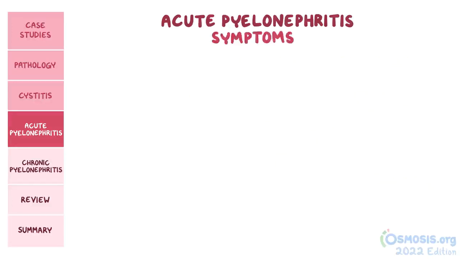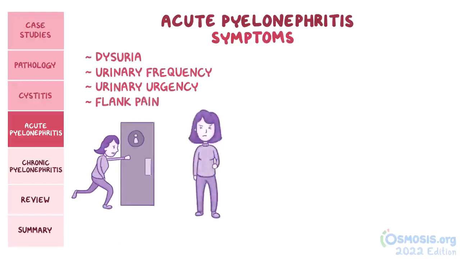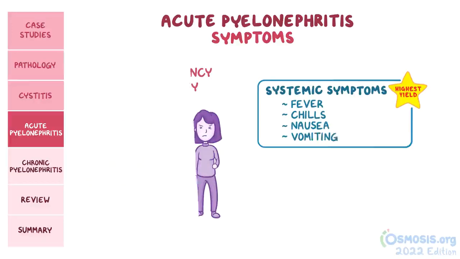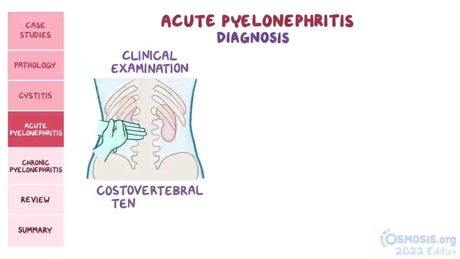For symptoms, people with acute pyelonephritis can have a similar presentation as cystitis, where they have dysuria, urinary frequency, and urinary urgency. The person might have flank pain, implying there's something going on with the kidneys. The distinguishing feature for pyelonephritis is that there are systemic symptoms, like fever, chills, nausea, or vomiting. On clinical examination, there'll be costovertebral angle tenderness.